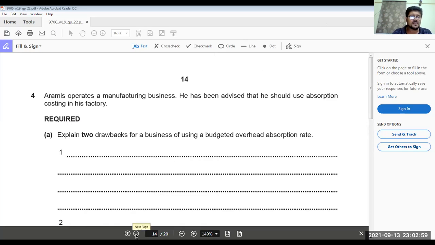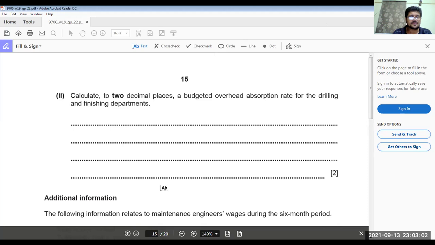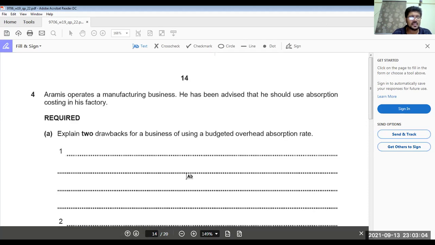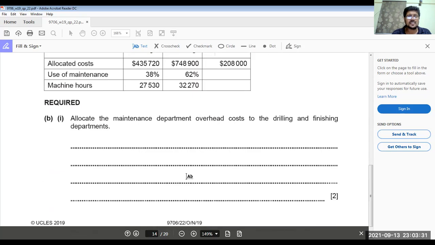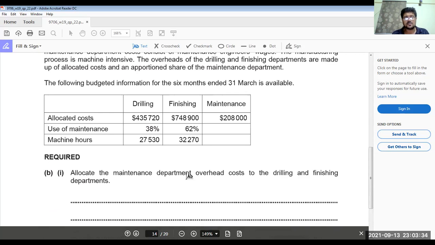Okay. Now 4A. Aramis factory comprises 3 departments: drilling, finishing, and maintenance. The maintenance department cost consists of maintenance engineers' wages. The manufacturing process is machine intensive. The overheads of drilling and finishing departments are made up of allocated costs and an apportioned share of the maintenance department. The following budget information for the 6 months ended 31st March is available. Allocated costs, uses of maintenance 38.62%. Machine hours.